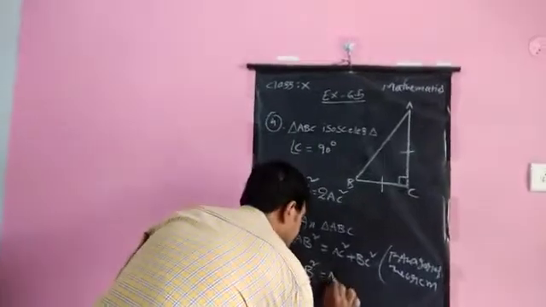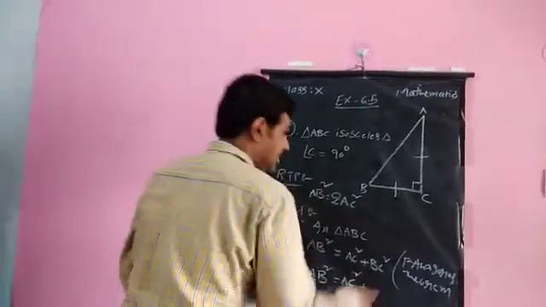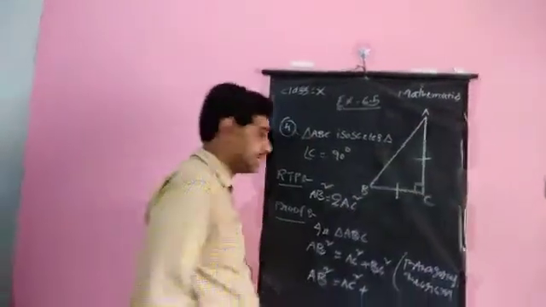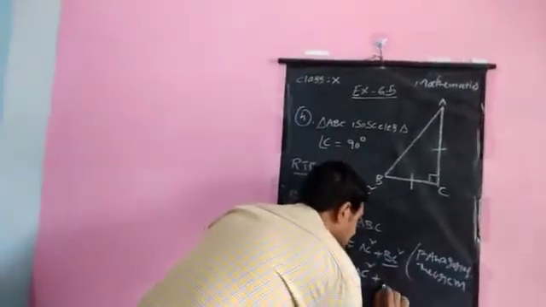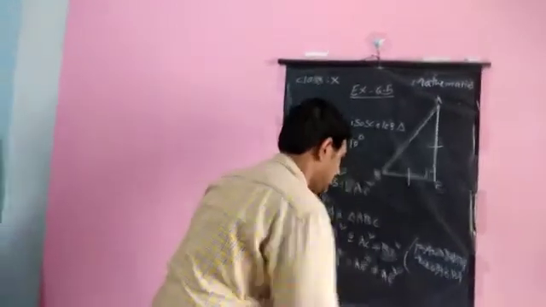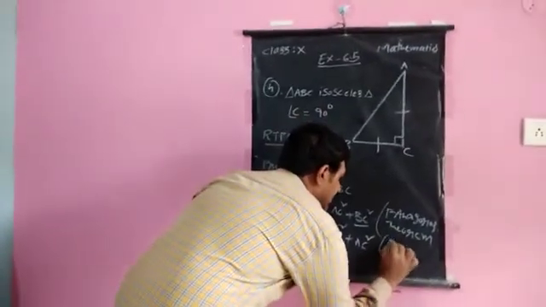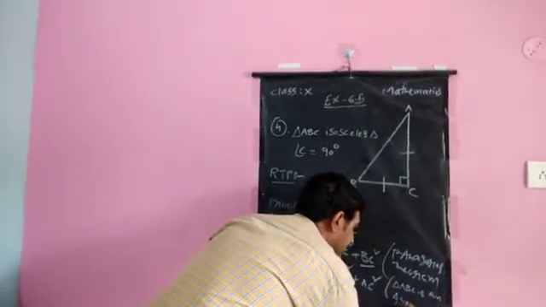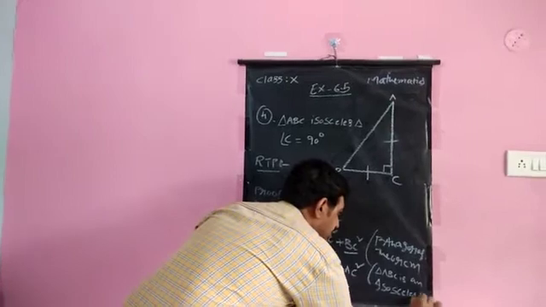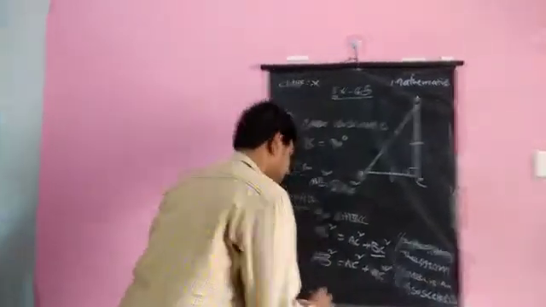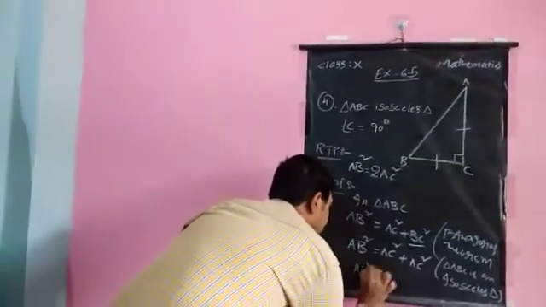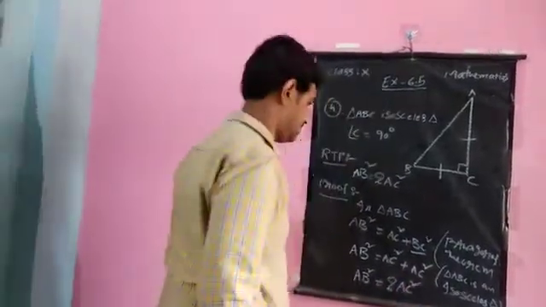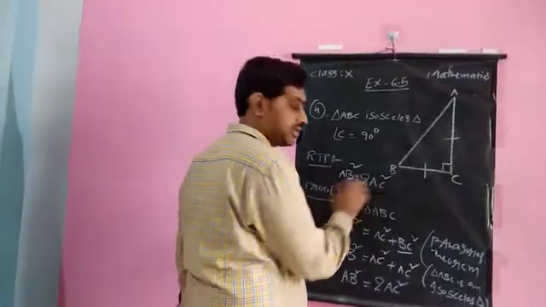So one of the AC square I have here, so I am writing that as it is, plus BC square I have. This BC equals AC because ABC is an isosceles triangle. So in place of this BC square I can write AC square. The reason for that: triangle ABC is an isosceles triangle. So it will become AB square equals AC square plus AC square, that will become 2AC square, which is our RTP. Hence proved.